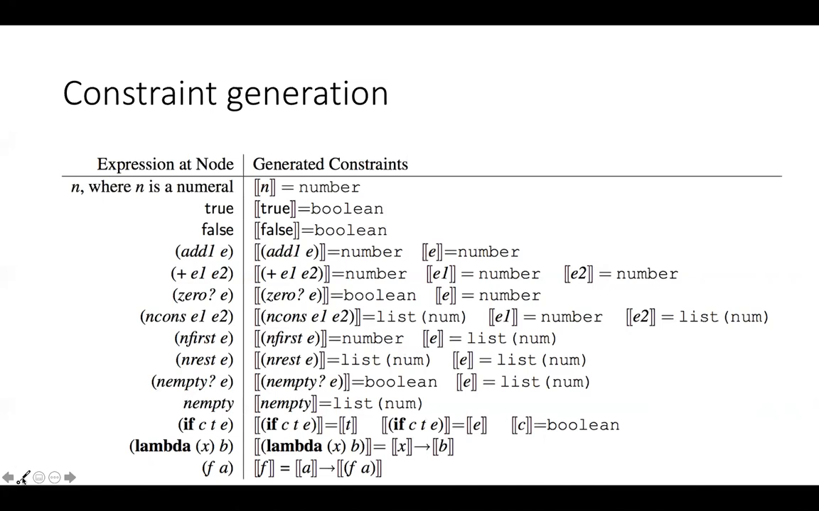All right, so let's take a look at this. So this is a very basic table of constraint generation information.